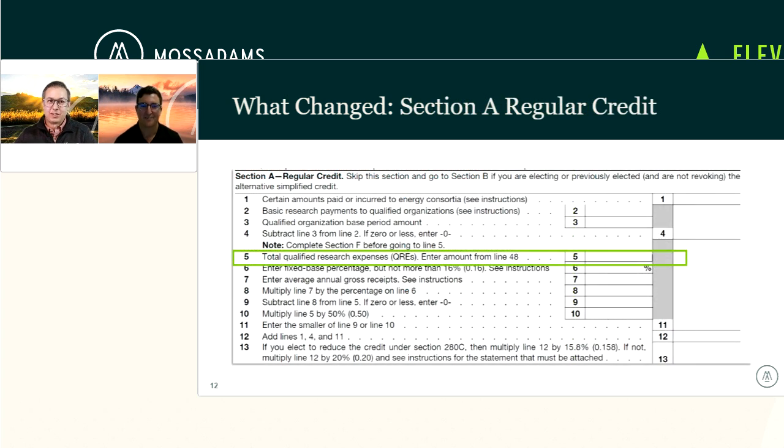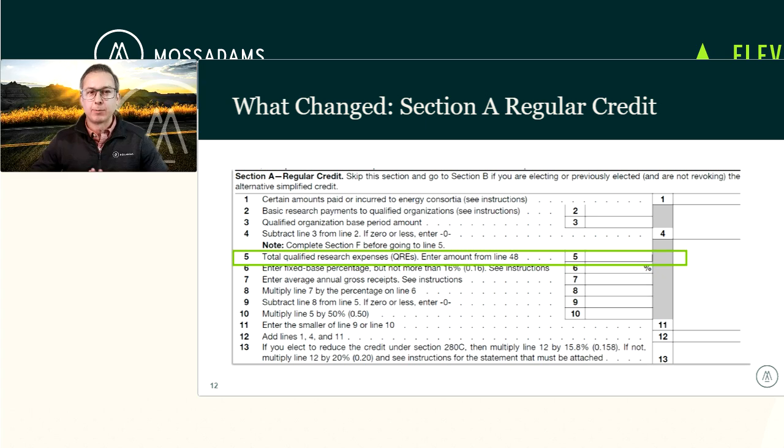All right, Travis. So let's take a look and see what changed in Section A. This is the regular credit calculation shown right here on the slide. The key update is on line 5, where you now report your total qualified research expenses, or your QREs as we call them, from Section F, line 48. That's a new summary section capturing all of your research costs that we're going to go over in just a minute.